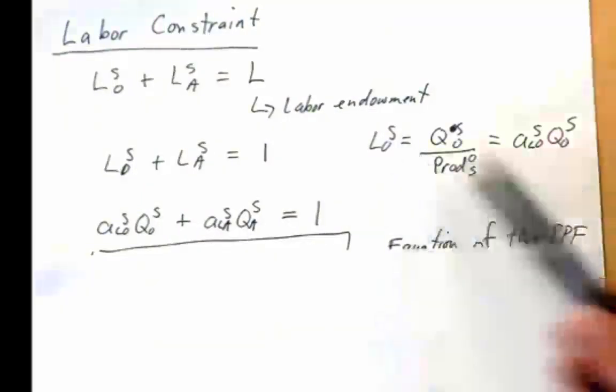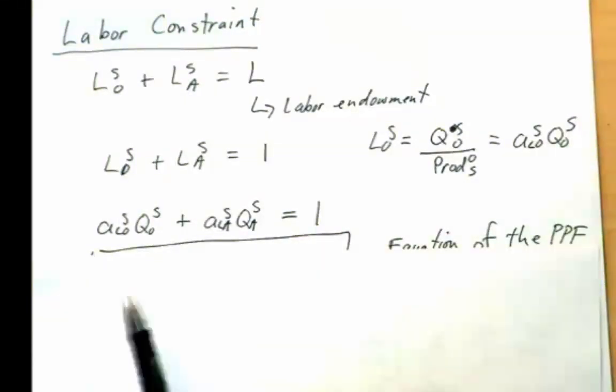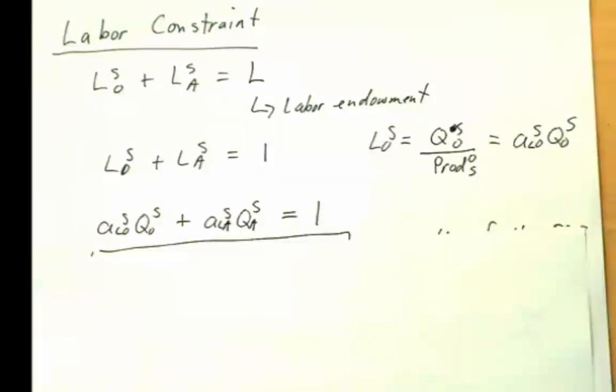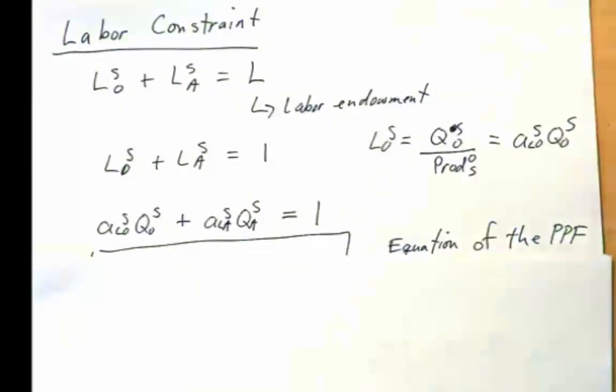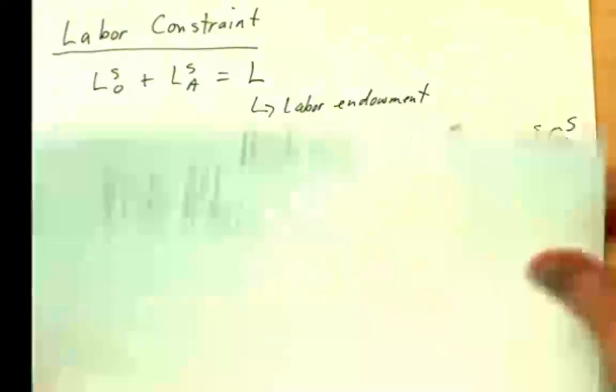Next. Take LOS, which is ALOS times QOS, and plug it into the labor constraint that we've got up here. And we can write this now as ALOS times QOS plus ALAS times QAS has got to be equal to 1. That's another way of writing the labor constraint. But what we've done is we've converted it from writing it in terms of labor inputs to writing it in terms of the outputs of the goods, the quantity of oranges and the quantity of apples produced by Smith. And that's going to allow us to plot this particular thing on a graph with apples and oranges on the axes. That's exactly what we did plot. And so what I just identified for you with this equation is actually the equation of that line.